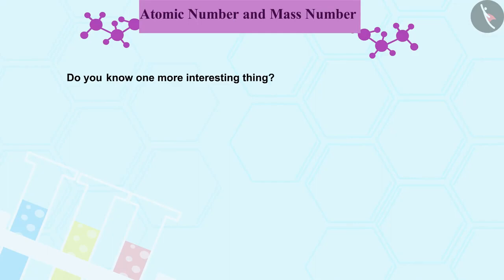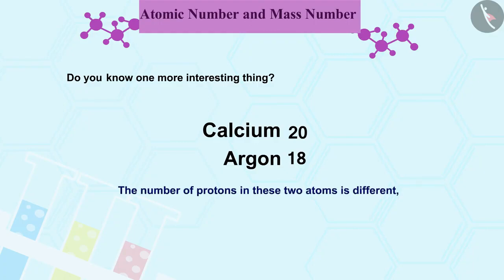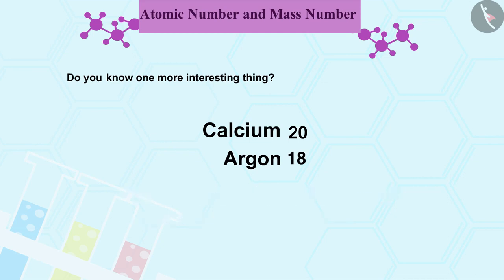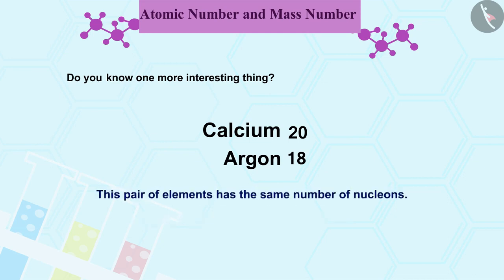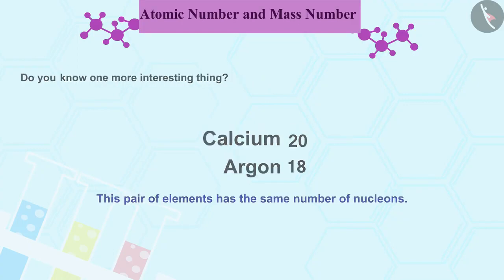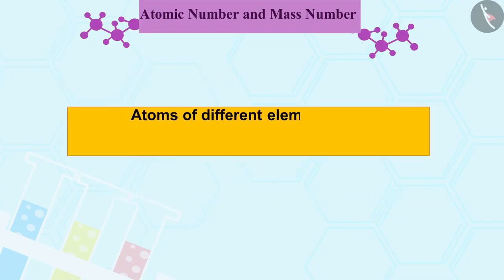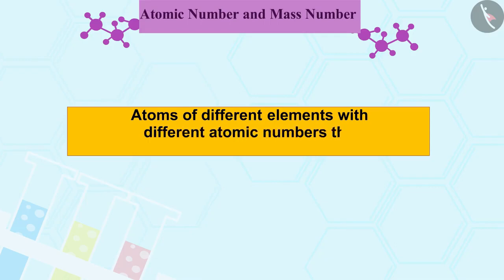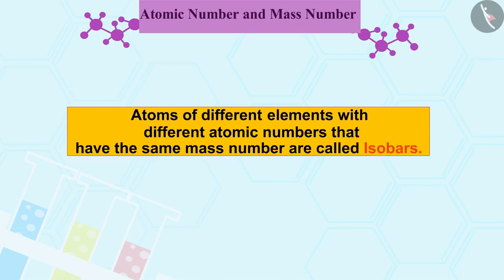Do you know one more interesting thing? Let us consider two elements, calcium, atomic number 20, and argon, atomic number 18. The number of protons in these two atoms is different, but the mass number of both elements is 40. In other words, this pair of elements has the same number of nucleons. Atoms of different elements with different atomic numbers that have the same mass number are called isobars.